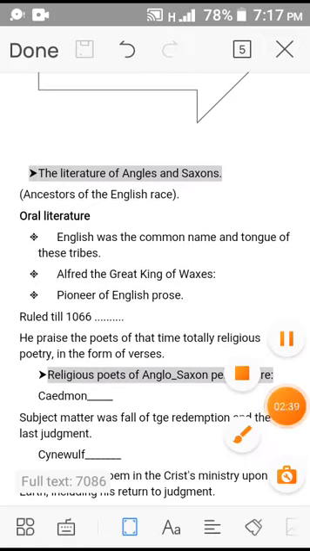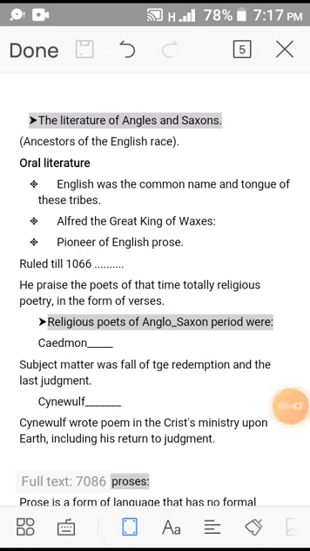Now, here comes the Anglo-Saxon period, the realm of the Angles and Saxons. The earliest phase of English literature started with Anglo-Saxon literature, the literature of the Angles and Saxons. These are known as the ancestors of the English race, much before they occupied Britain. The king who ruled over them was known as Alfred the Great, the king of Wessex. He is the pioneer of English prose because he praised the poets of that time.